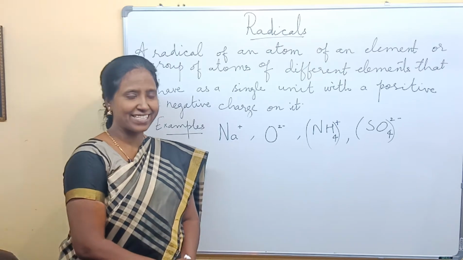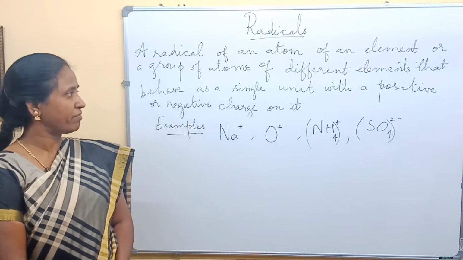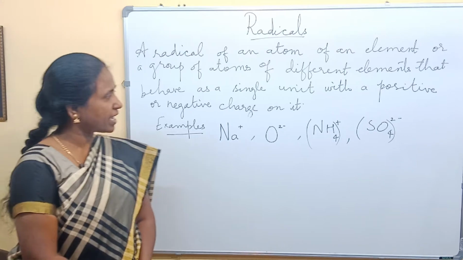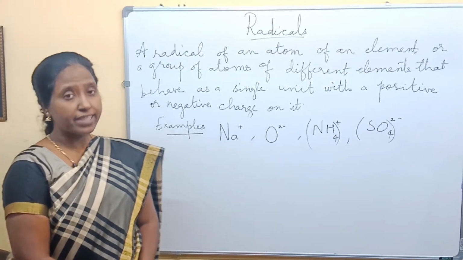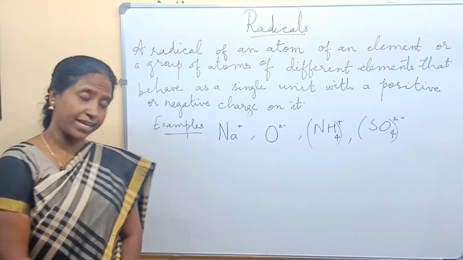What are radicals? A radical is an atom or an element, or a group of atoms of different elements, that behave as a single unit with a positive or negative charge on it. These are called radicals, right?